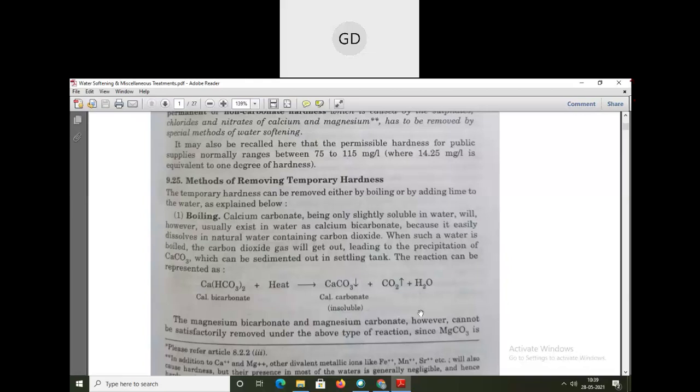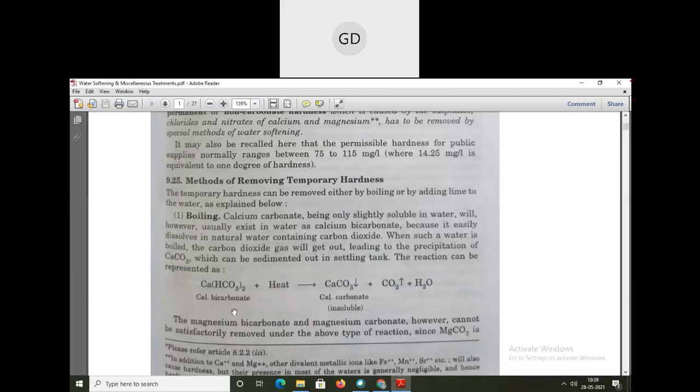You can see the chemical reaction. This is calcium bicarbonate, Ca(HCO3)2. If you boil, that means if you give heat, it will give a precipitate of calcium carbonate, which is in insoluble form in water, and it also gives carbon dioxide gas that is going out, plus water.